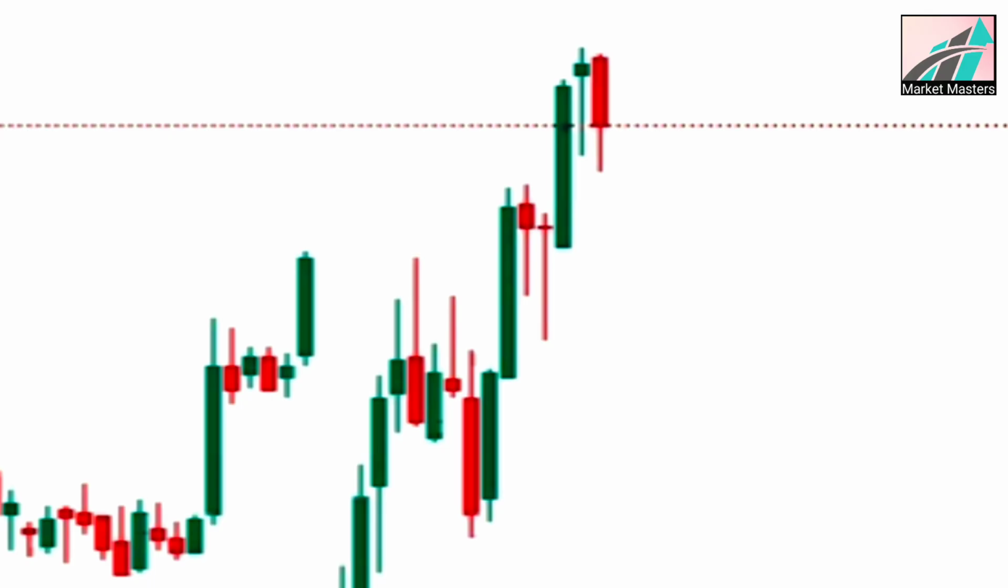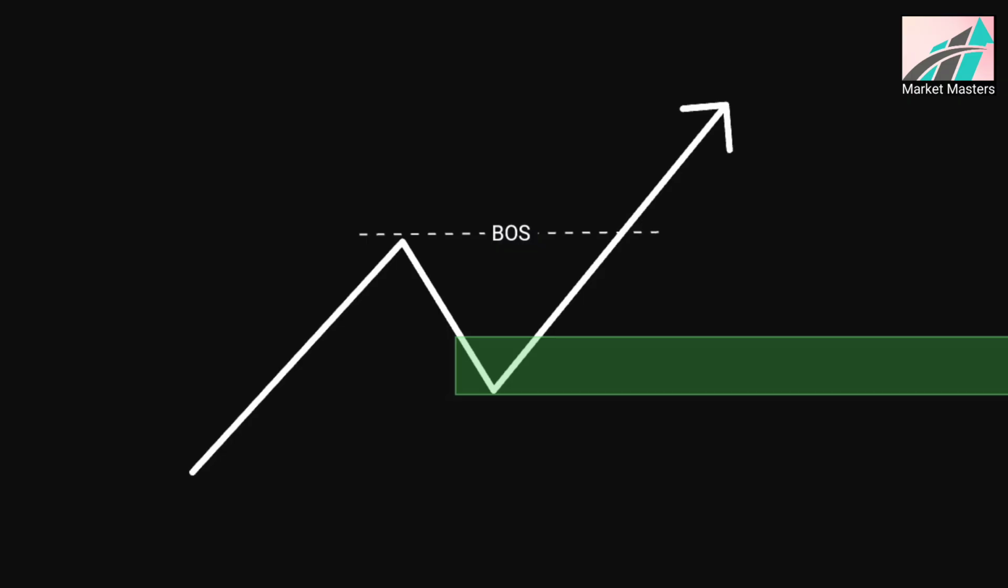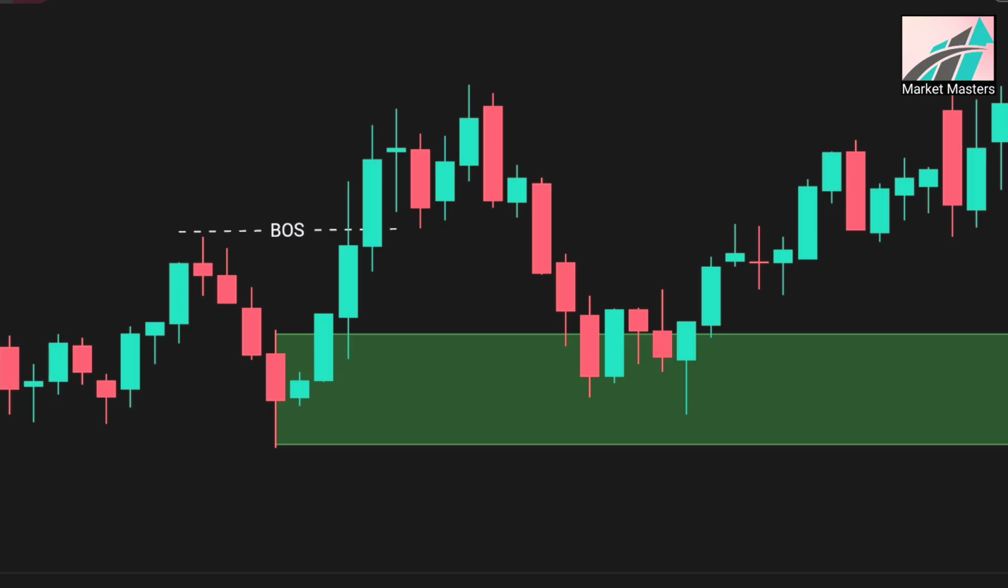Before we end this video, let me quickly introduce the basics of marking order blocks. In the next video, we will dive even deeper into the concept. When price makes a higher high, it means the previous high has been broken. This break of the previous resistance is referred to as a break of structure. At this point, we typically identify a bullish order block, which is found at the lowest point of the preceding pullback. Let's look at the real chart.